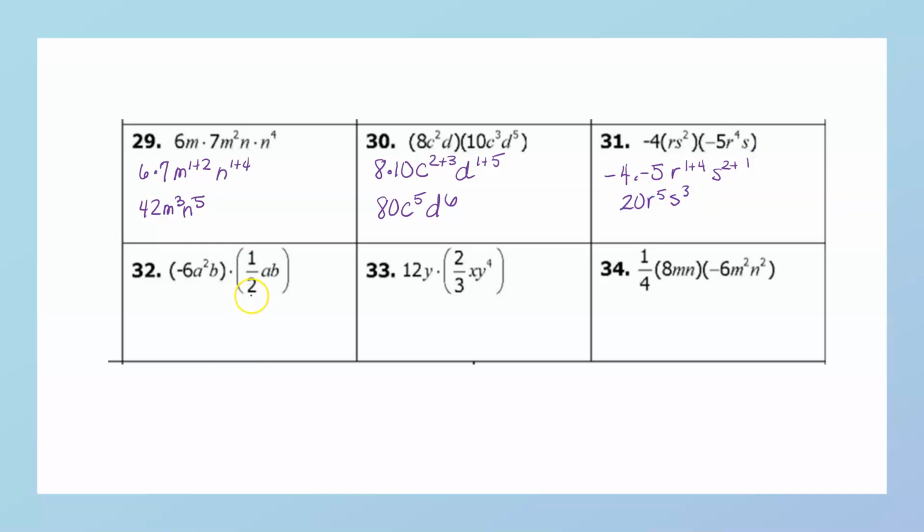Here, I have 1/2 times negative 6, a to the 2 plus 1 power, b to the 1 plus 1 power. So I have negative 3, a to the 3rd, b squared.